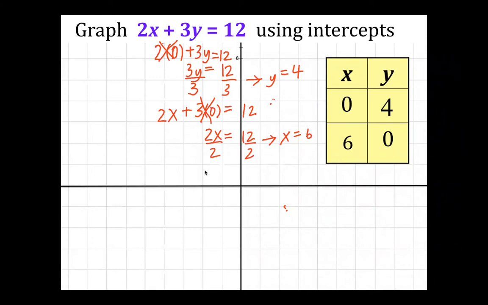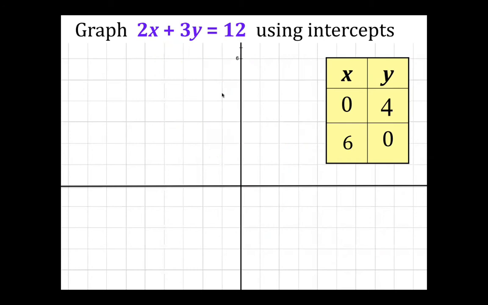Now that you have both your x-intercept and your y-intercept, you can go ahead and plot these on your coordinate plane. I'll first plot (0, 4) right there on your y-axis. Then plot (6, 0), which is your x-intercept, and that would be right there. Last step, just connect your points to create your line.